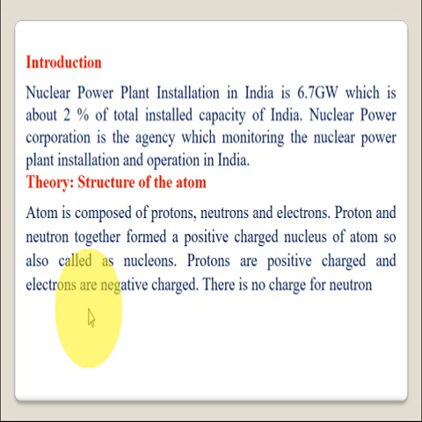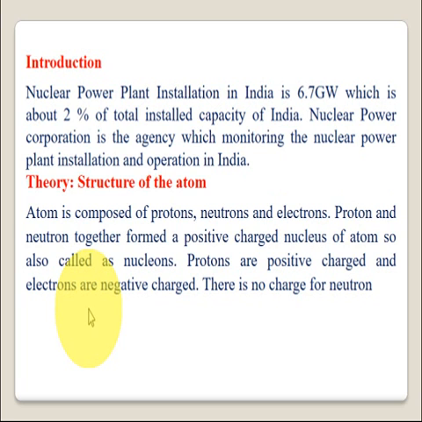Now we'll discuss theory about nuclear energy. First is the structure of the atom. An atom is composed of protons, neutrons and electrons. All matter is made up of atoms. An atom consists of proton, neutron and electron.